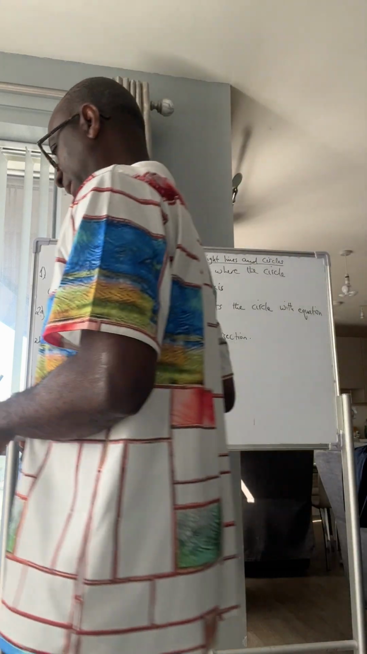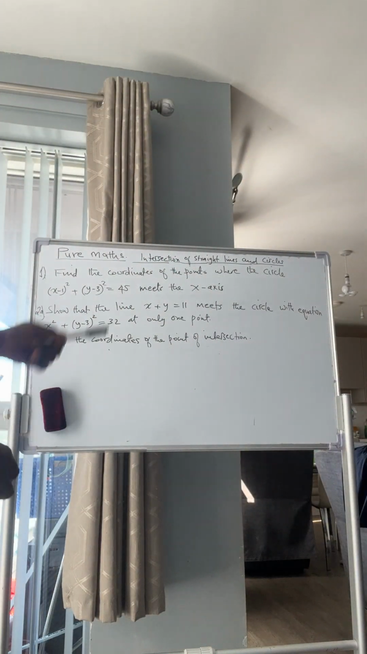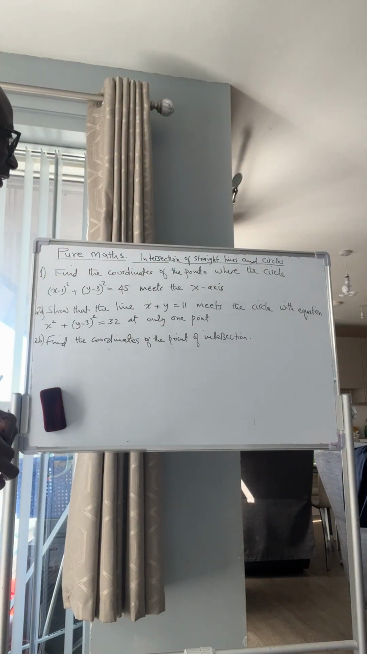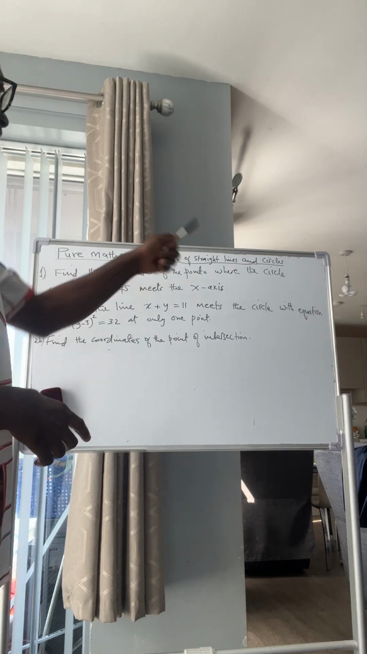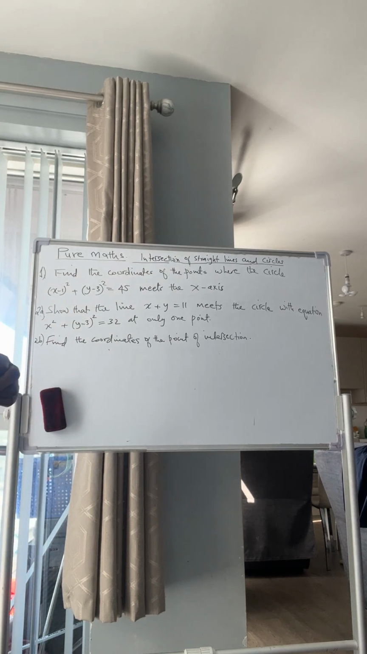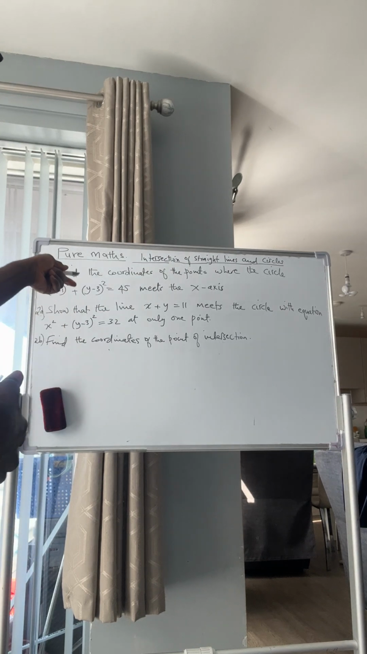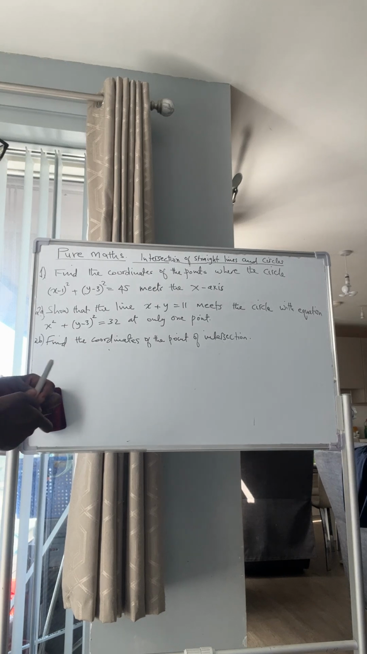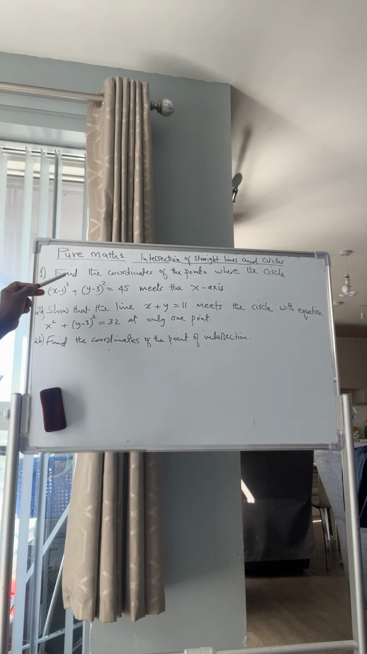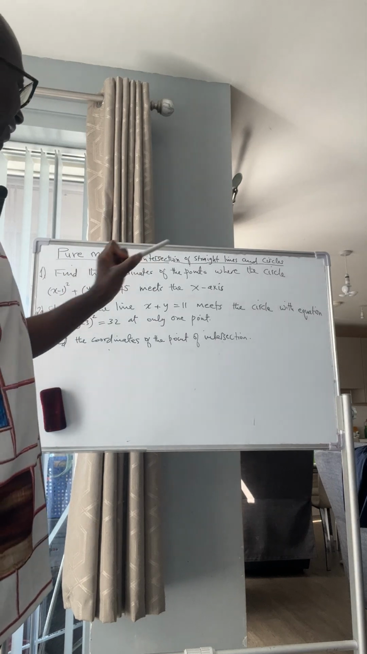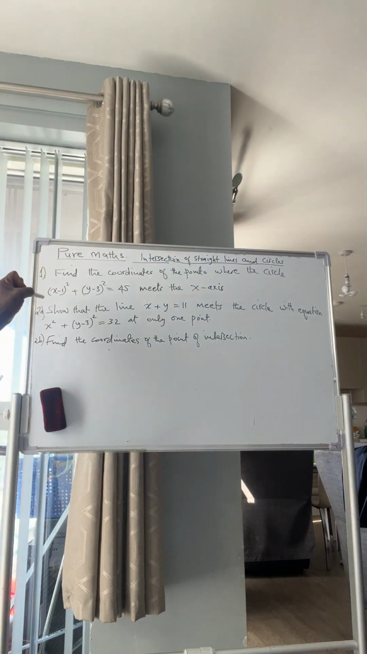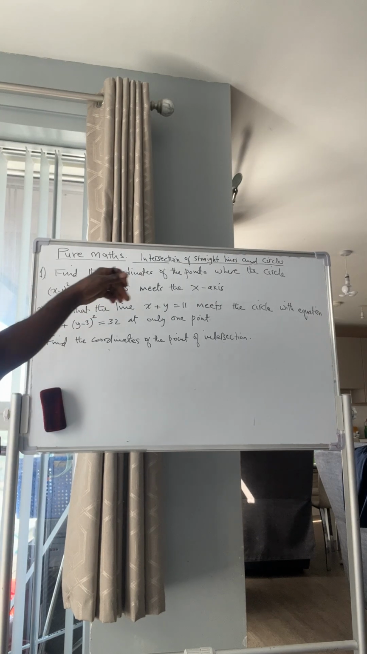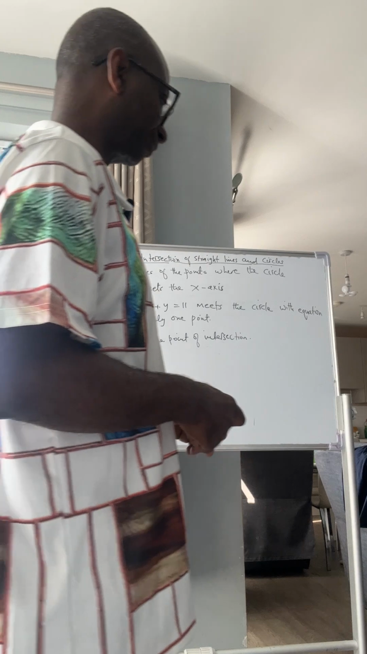This is Pure Maths and we are looking at intersection of straight lines and circles. We've got two problems here to look at. The first one says, find the coordinates of the points where the circle (x − 1)² + (y − 3)² = 45 meets the x-axis.